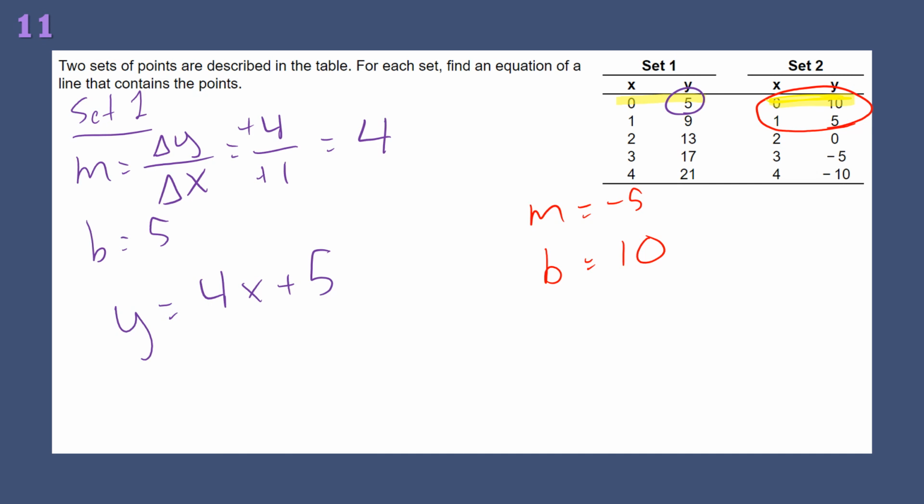And so we can go ahead and write our equation. y equals -5x plus 10.